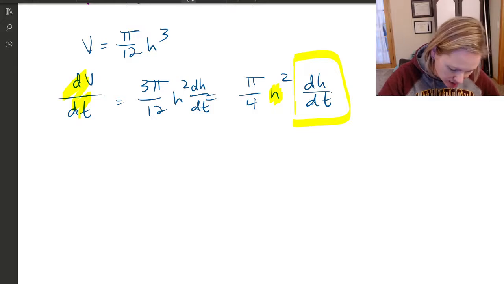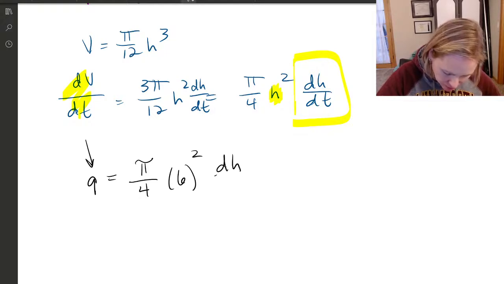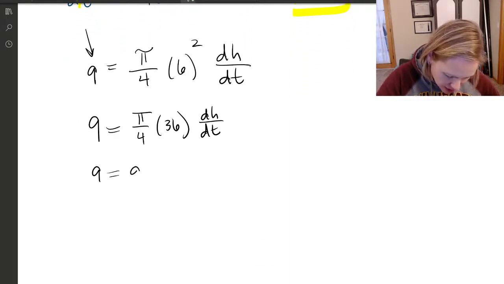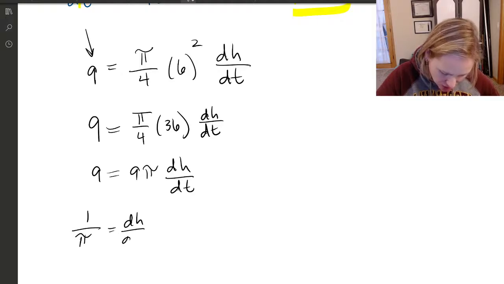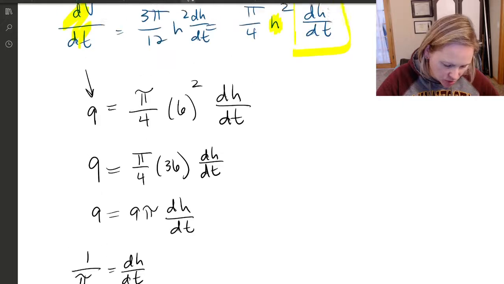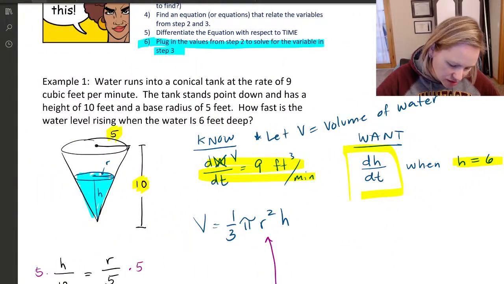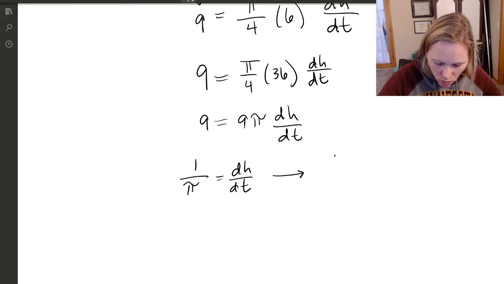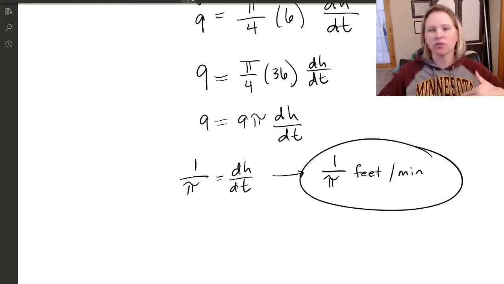So now I'm going to go back and plug things in. dV/dt is 9. We're going to let h be 6. And we're going to solve. So 9 equals pi over 4 times 36 dh/dt. So 9 equals 9 pi dh/dt. And when I divide, I get 1 over pi equals dh/dt. This is the rate of change, and we're going to make sure we include units. So it says here we're dealing with feet and cubic feet per minute. h is a linear measure, so it's not going to be cubic feet. It's going to just be feet. So we're going to say 1 over pi feet per minute is what we are increasing by. It's a positive value, so we're increasing.